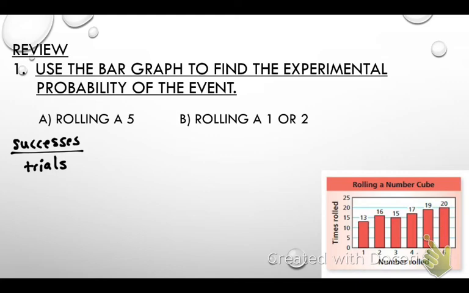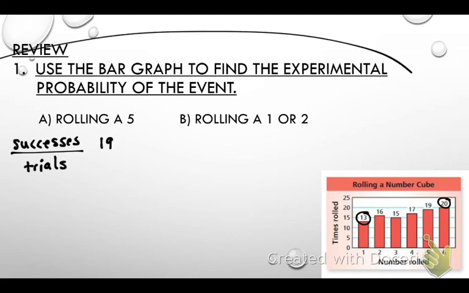Halen, how many times, if you look at this right here, did we successfully roll a 5? 19 times. Let's just look at this down here. Make sure we understand. Guys, which number did they roll the least? The number 1. Look, they only rolled it 13 times. Which number there did they roll the most? The number 6. It looks like they rolled it 20 times.